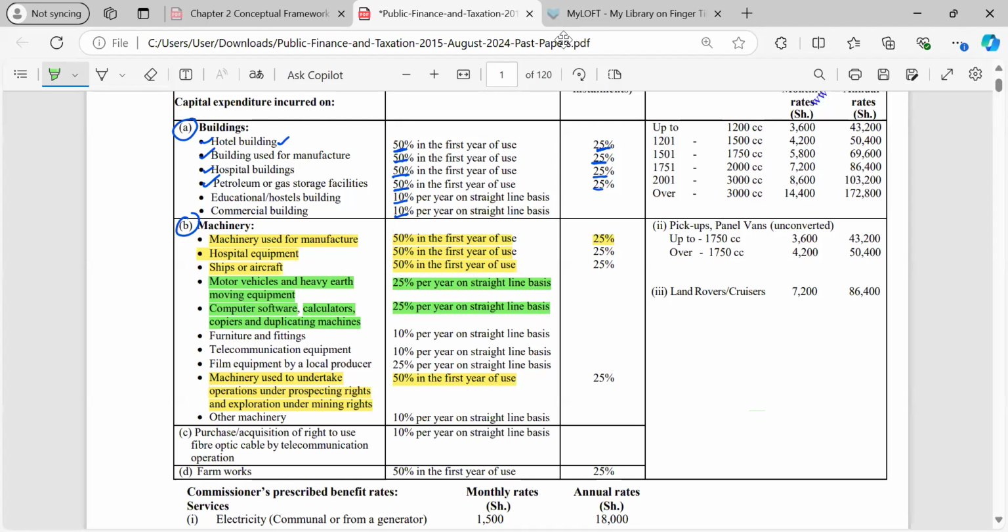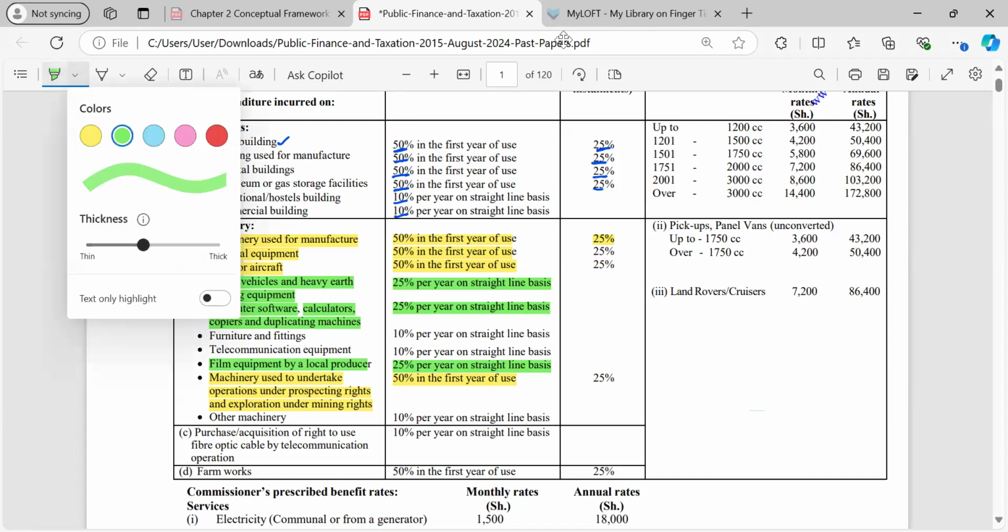In this case, any type of computer equipment, computers and computer equipment, they qualify for 25% on straight line basis. Then we have filming equipment used by a local film producer, also qualifying only for 25% on straight line basis. That's the second category where we have those types of machinery.